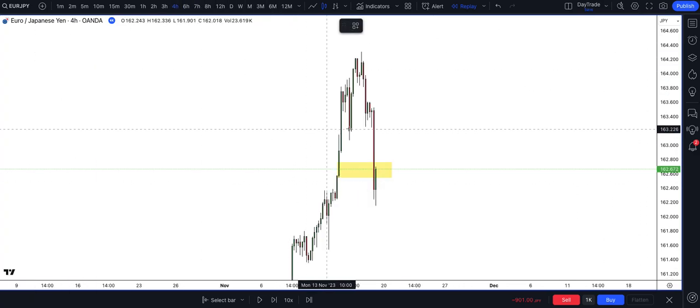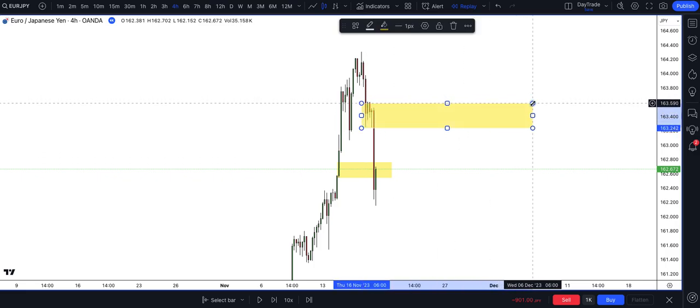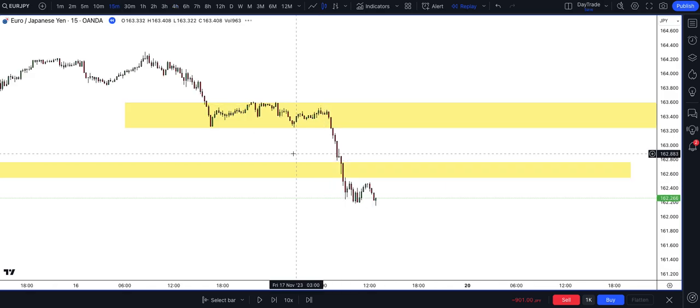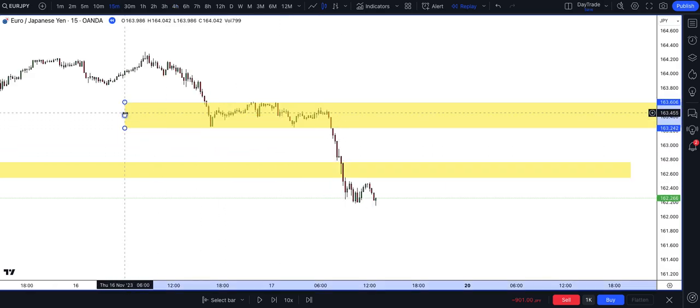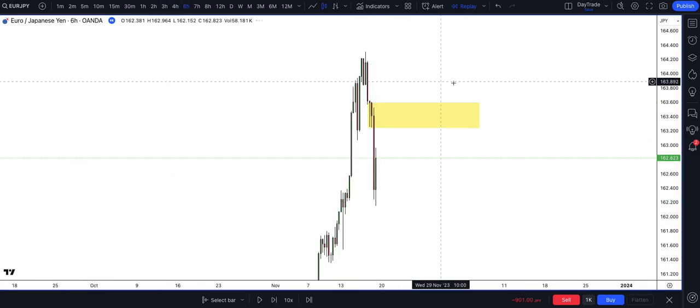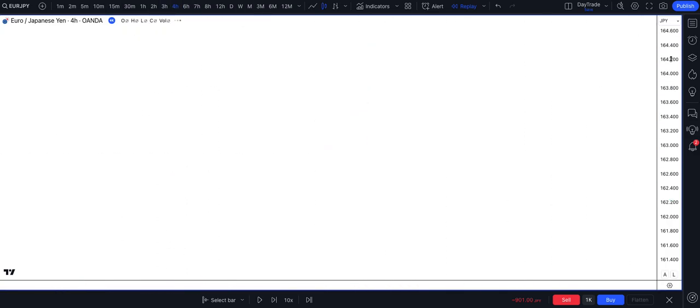There is potential for this 4-hour zone. Just need to check inside of it. Yeah, this is a good potential, so we would take this trade here. So what's the tally right now?